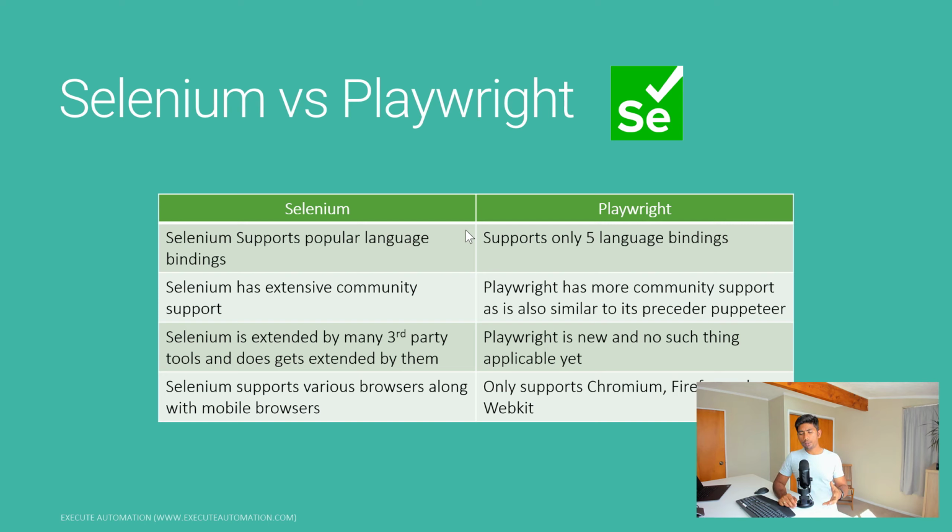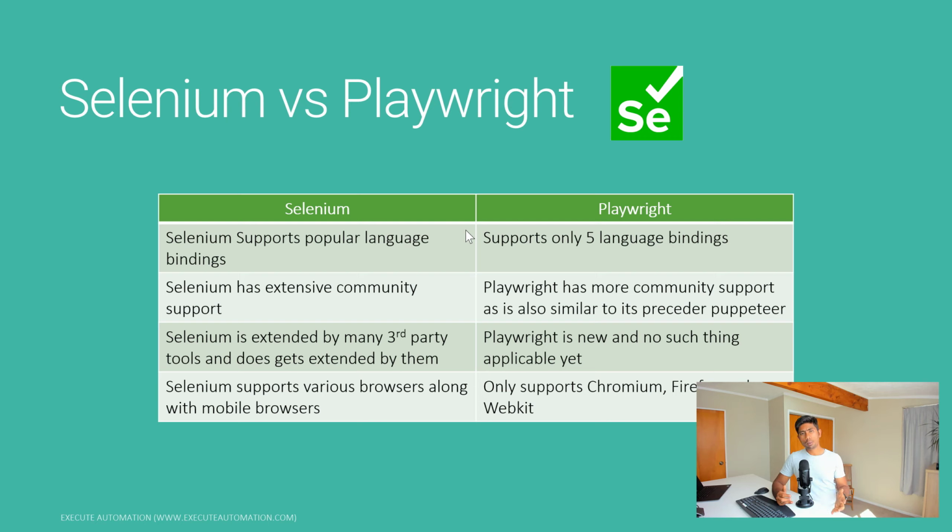At this point in time, Selenium is almost 11 or 12 years old, whereas Playwright, if you count Puppeteer, is just 2 years old. So the community support is probably not that great at the moment, but it's very easy to figure out how it's going. And similarly, Selenium is extended by many third-party tools.